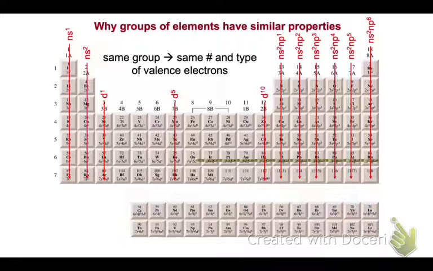So it does make sense, because the valence electrons are the ones responsible for interactions and reactions. If I have the same valence electron number-wise and configuration-wise, I should predict that elements in the same group will have similar properties.